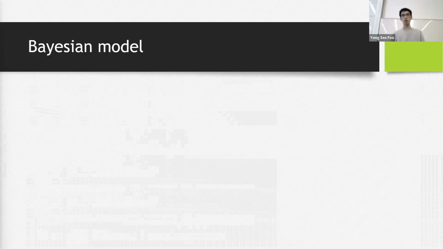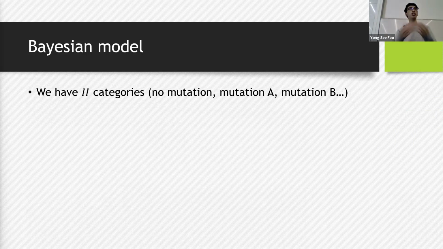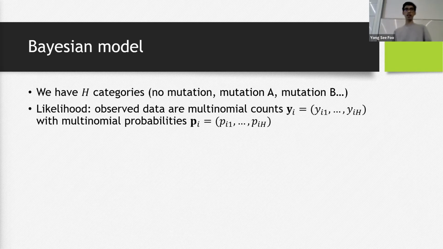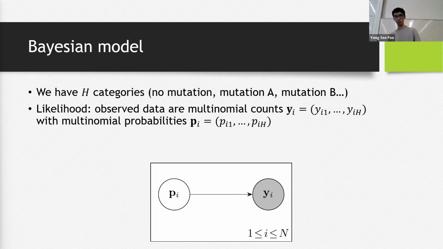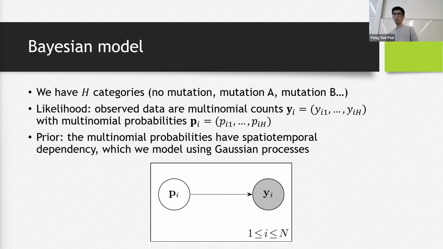So putting things all together, we're getting to the end. We have H categories in our malaria example. And then the likelihood would be the multinomial likelihood I mentioned, some probabilities that generate these counts for you. So that's this picture you've seen before. And now the prior is a bit complicated, right? You have these probabilities that should have some dependency if they're close together, and then you want to use Gaussian processes.